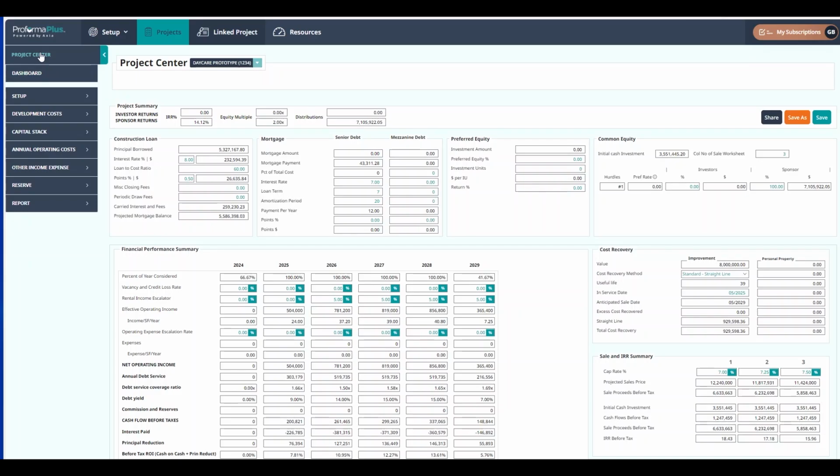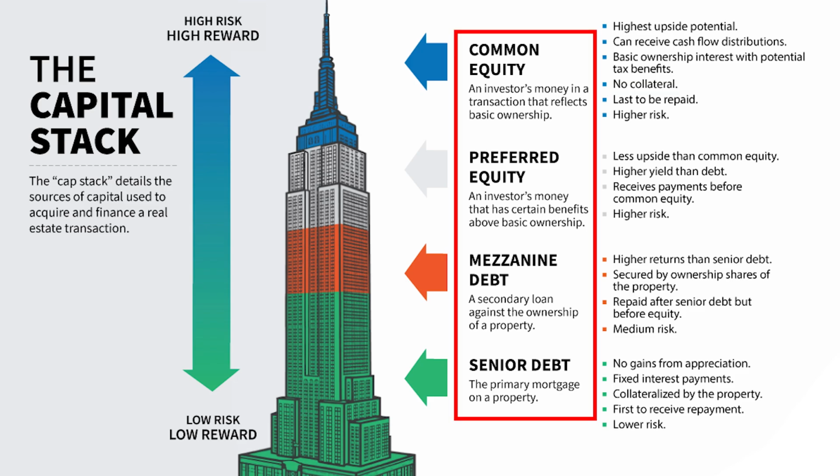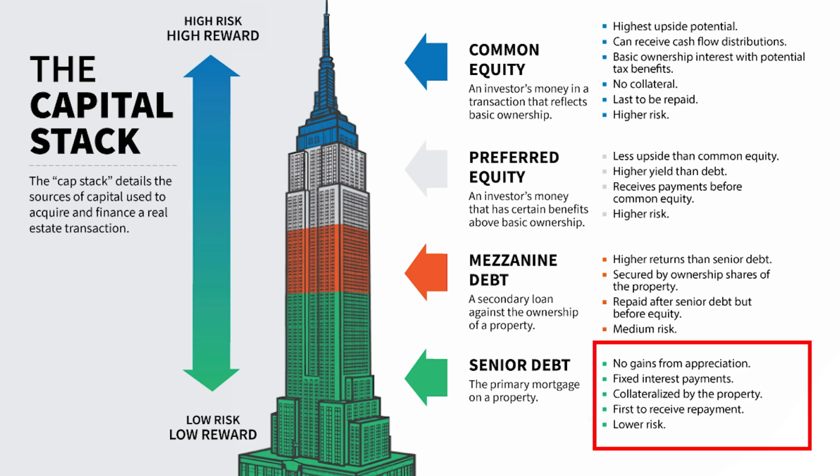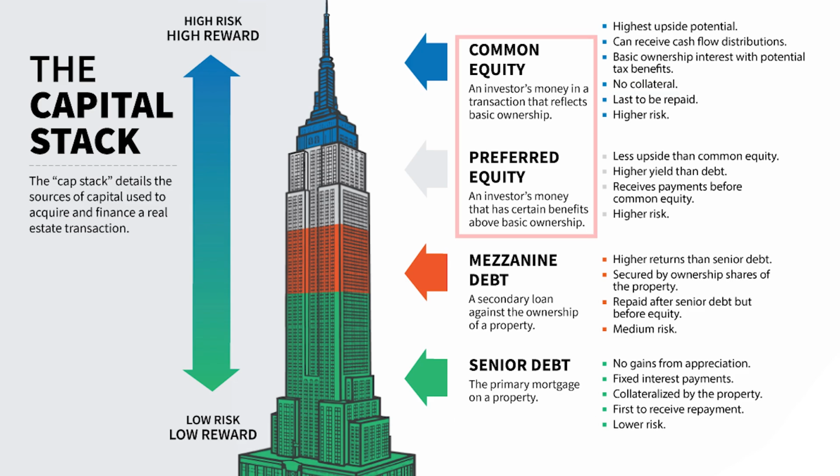In today's video, we'll visit the capital stack. The capital stack is a term used to describe the underlying financial structure of a commercial real estate deal. It represents the capital invested from each lender of an investment and the relationship between each of those lenders. The two main components of the capital stack are debt and equity.